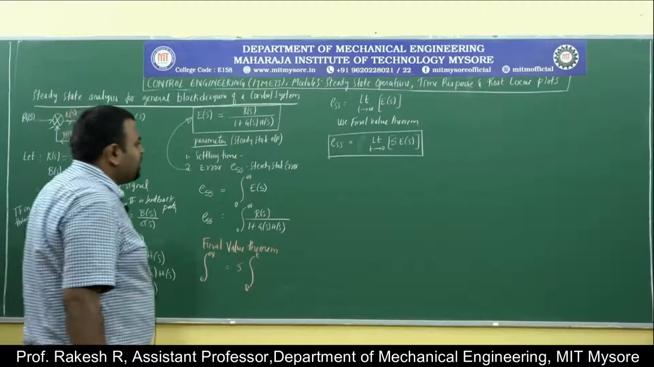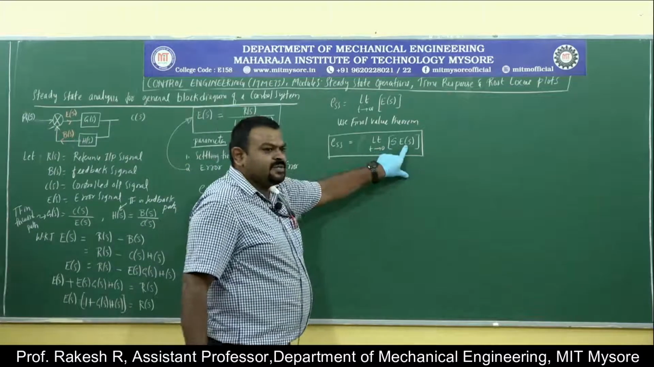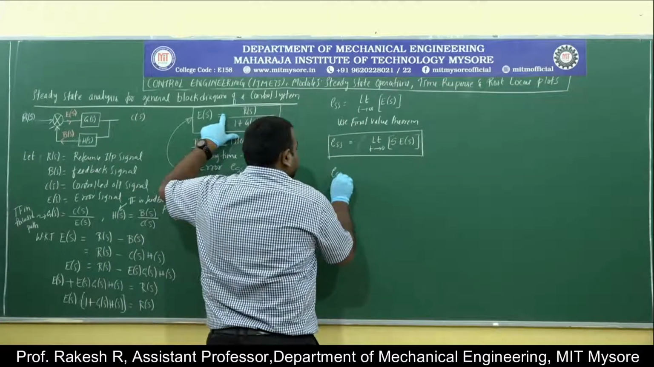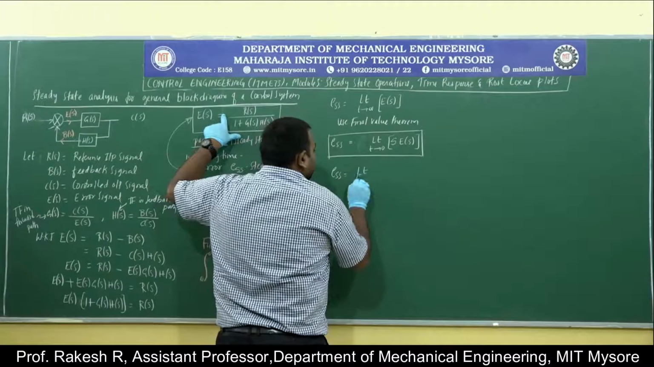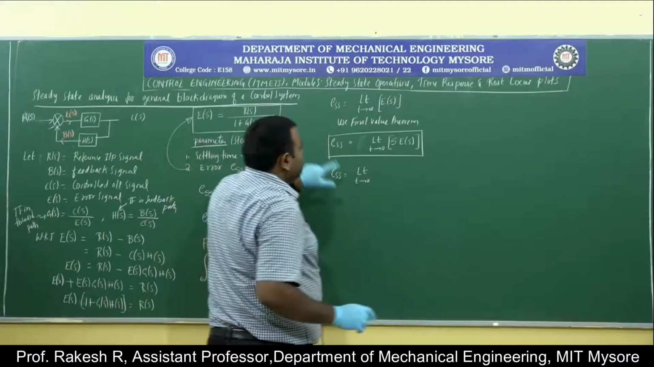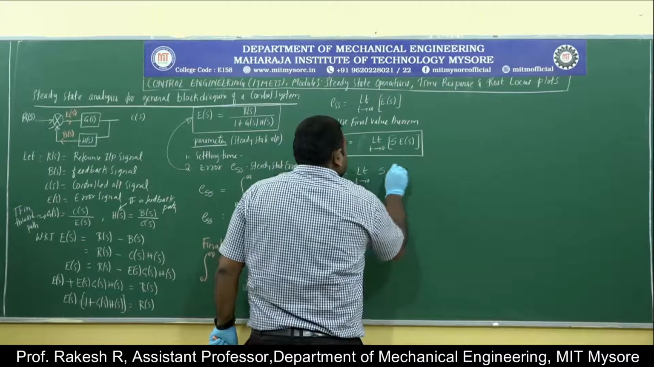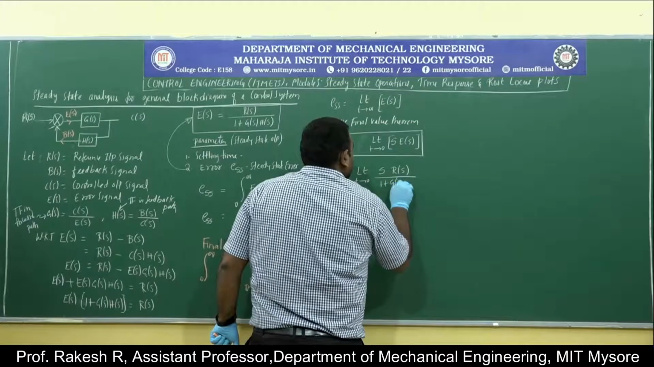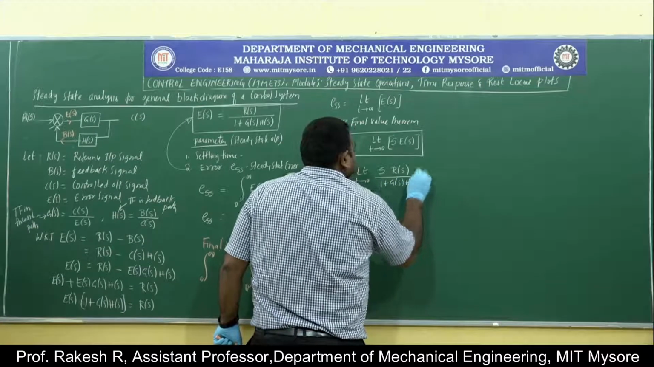Also remember another thing: what is E of S for a closed loop transfer function? E of S is this. Steady state error will be equal to limit of S tends to 0, S into R of S divided by 1 plus G of S into H of S.